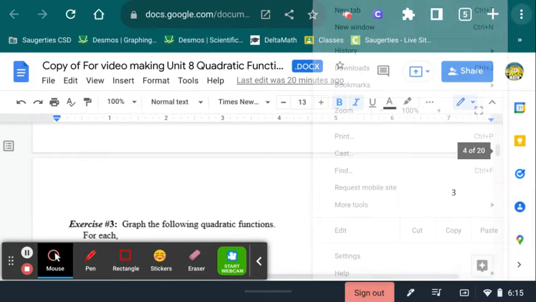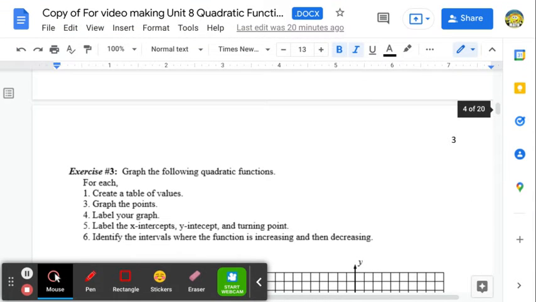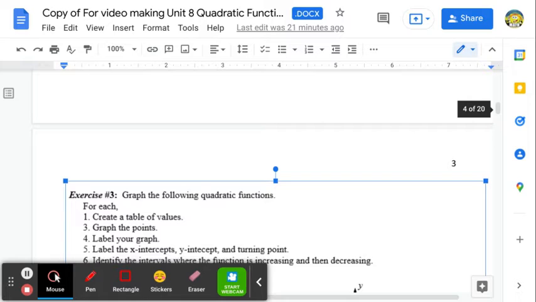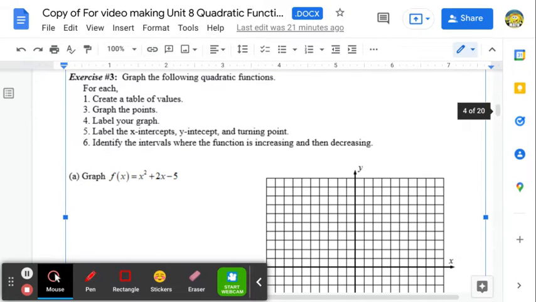Well, welcome back. We're on page 3 now, and we're going to do 4 different graph practices. And for each one, we're going to make a table, plot our points, and we're going to do a whole bunch of labeling.